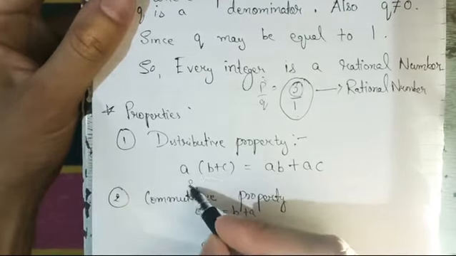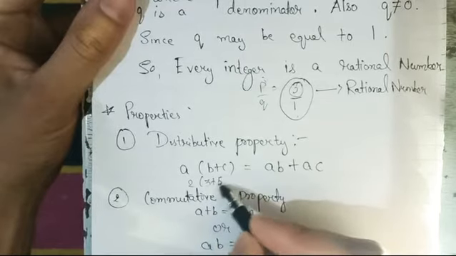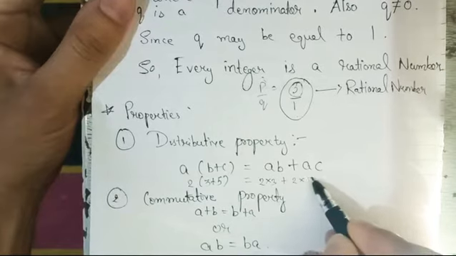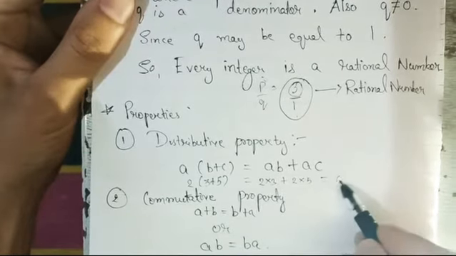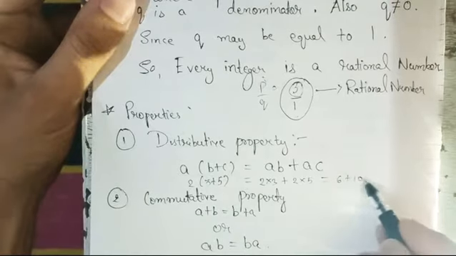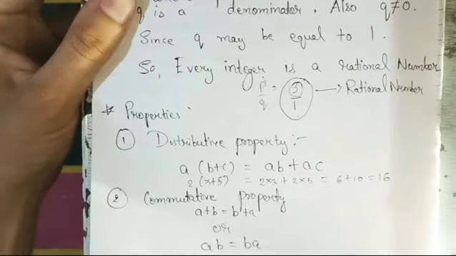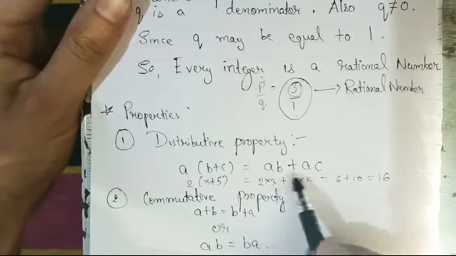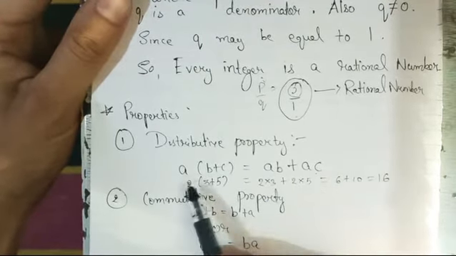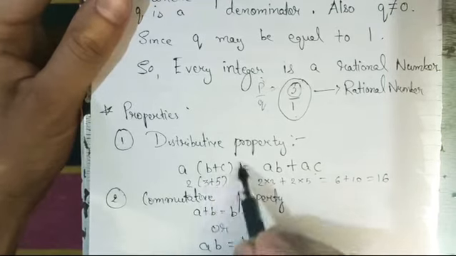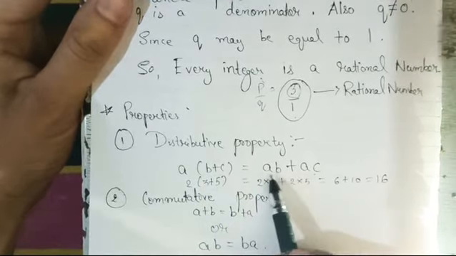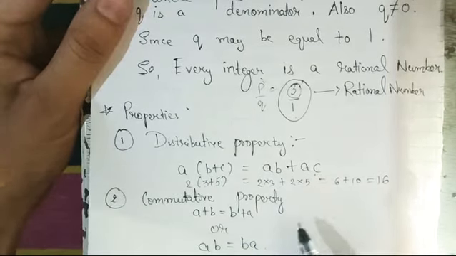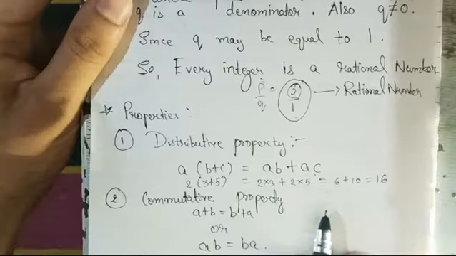For example, if I write 2 multiplied with (3 plus 5), it will become 2 multiplied with 3 plus 2 multiplied with 5. That means 2 3s are 6 plus 2 5s are 10. 6 plus 10 is what? 16. So that will be the answer. So suppose ab plus ac is given, we can arrange it like this also: a into (b plus c). And suppose a into (b plus c) is given, then we can multiply a with b also and c also, with a positive sign in between the two terms.